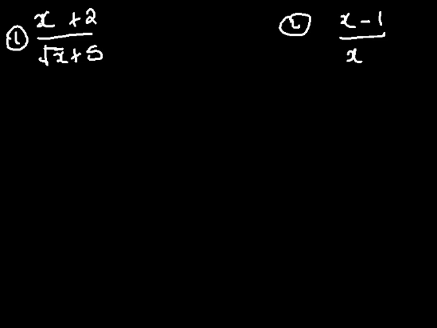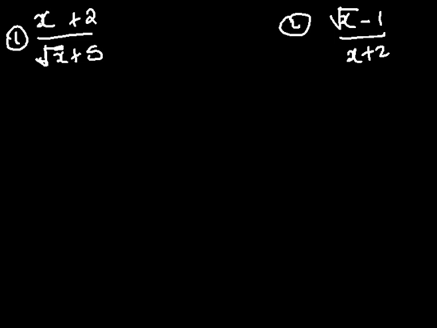Let's say we have x plus 2, and on top we have the square root of x minus 1. So in the first expression, we have a radical, or what we call a surd, on the denominator, and in the second expression we have a surd on the numerator.